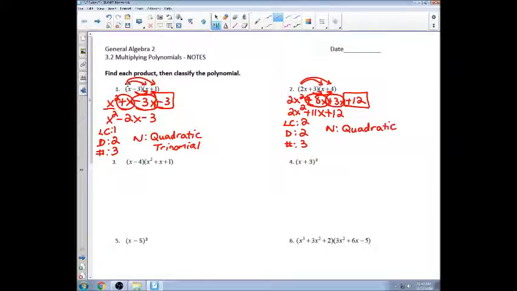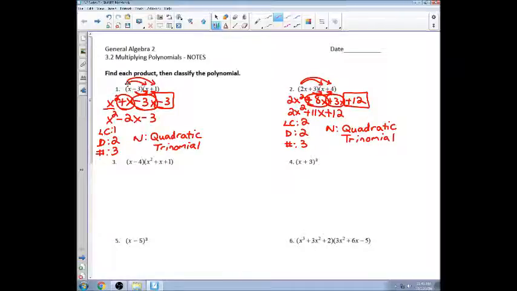And since I have 3 terms, it would be a trinomial. We do not want to try to name our polynomial until we have combined like terms. Once we've combined like terms, then I have the polynomial simplified as far as I can. That is when I can go ahead and name it. On to problem number 3.